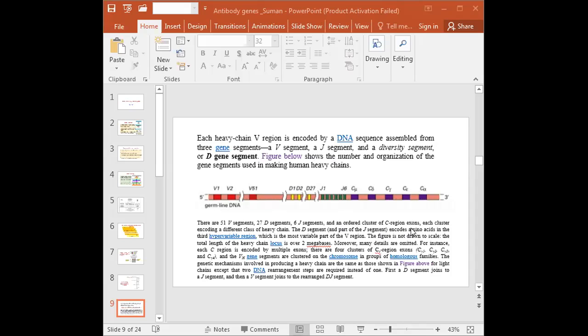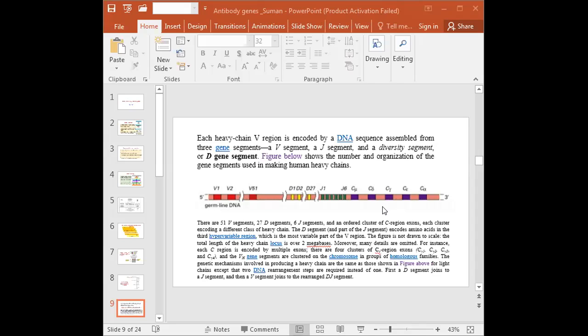The D segment and part of the J segment encode amino acids in the third hypervariable region, which is the most variable part of the V region. And this figure is not drawn to scale in terms of the total length of the heavy chain locus. Moreover, many details are omitted. For instance, each C region is encoded by multiple exons. There are 4 clusters of C gamma region exons, and the VH gene segments are clustered on the chromosome in groups of homologous families.